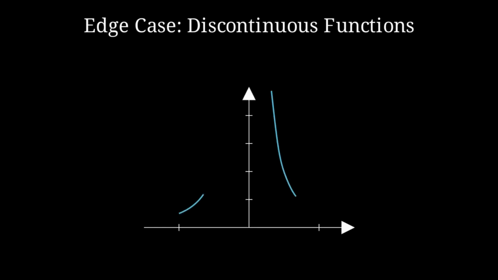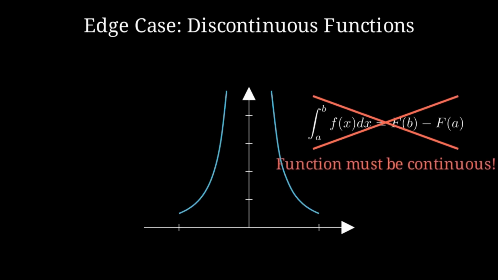There is a major catch: the theorem only applies if the function is continuous on the interval. If there is a break or an asymptote, like 1 over x squared at 0, you cannot simply plug in the endpoints. This requires improper integration techniques.